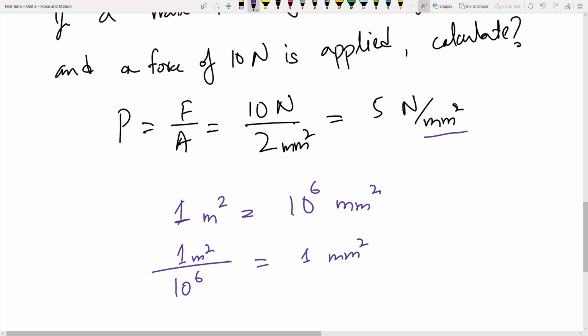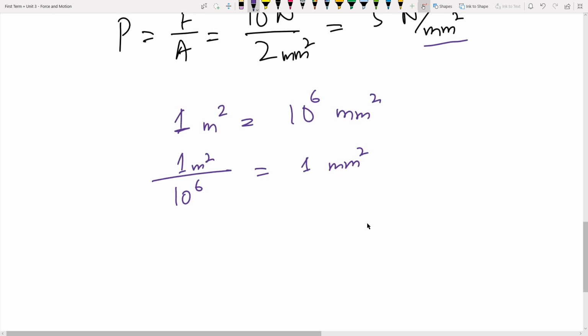And over here, since it is per meter square, it would be simply 5 multiplied by 10 to the power 6. That would be in Newton per meter square. So the change in units will let you know how big this value was.